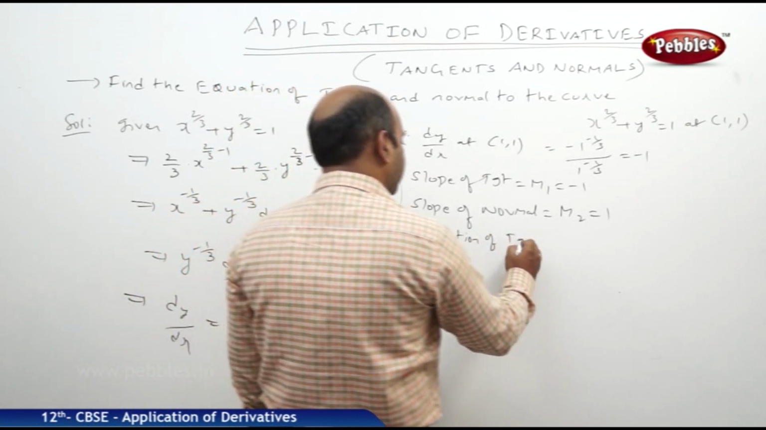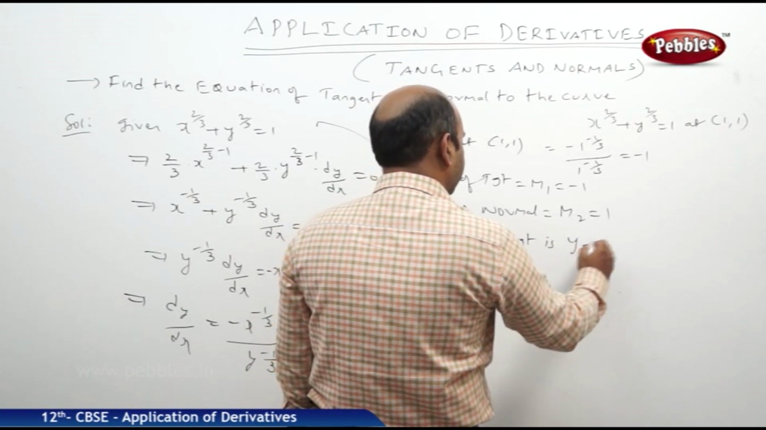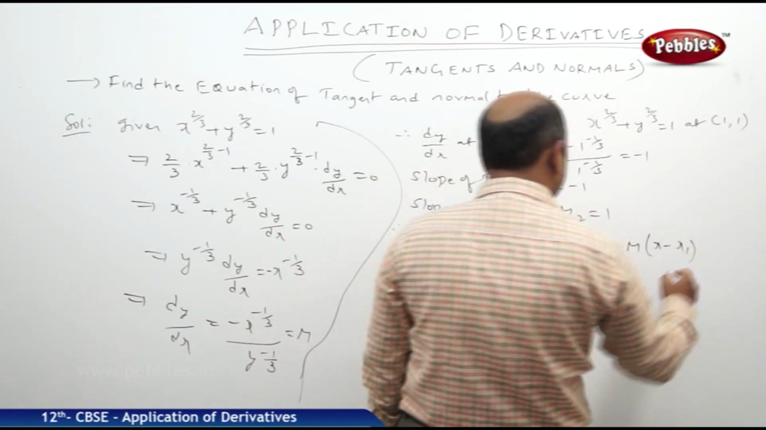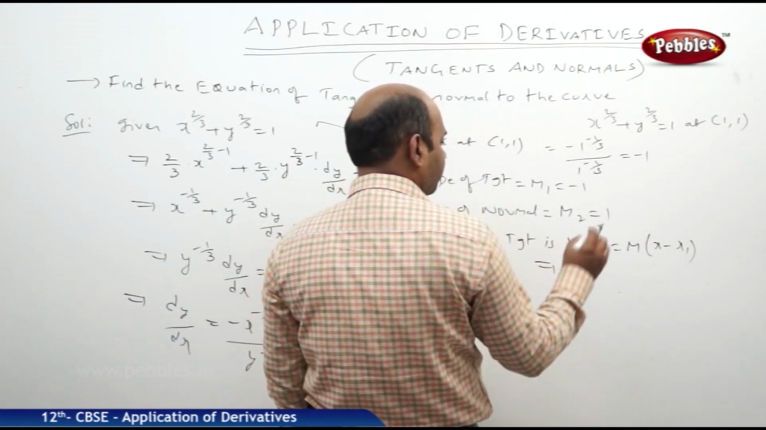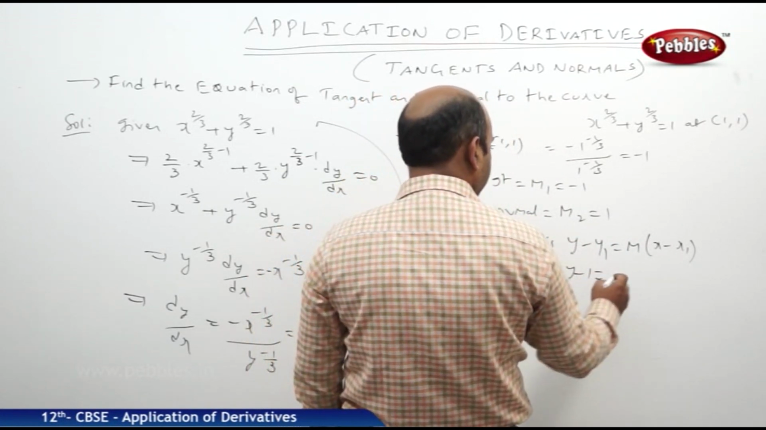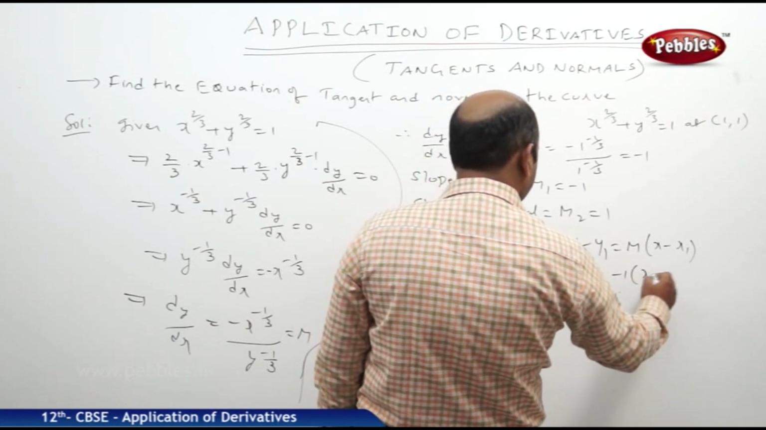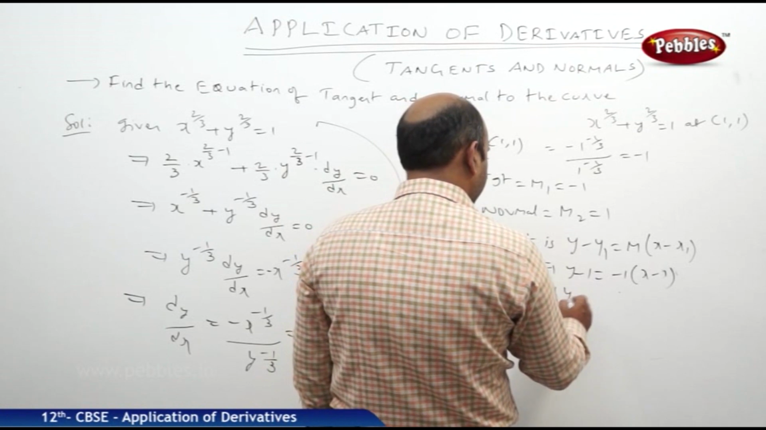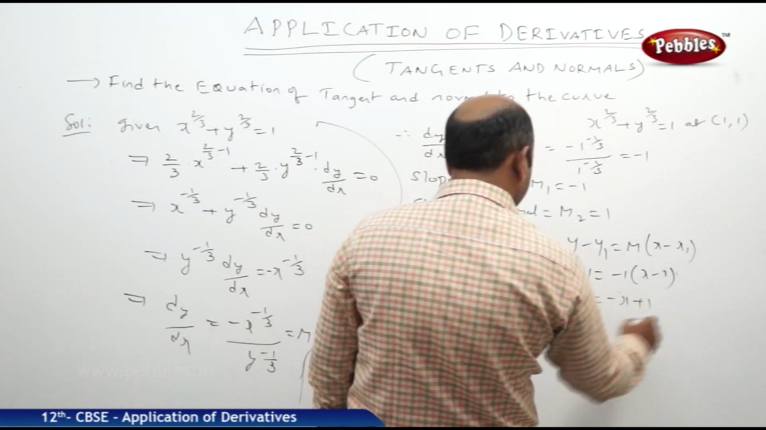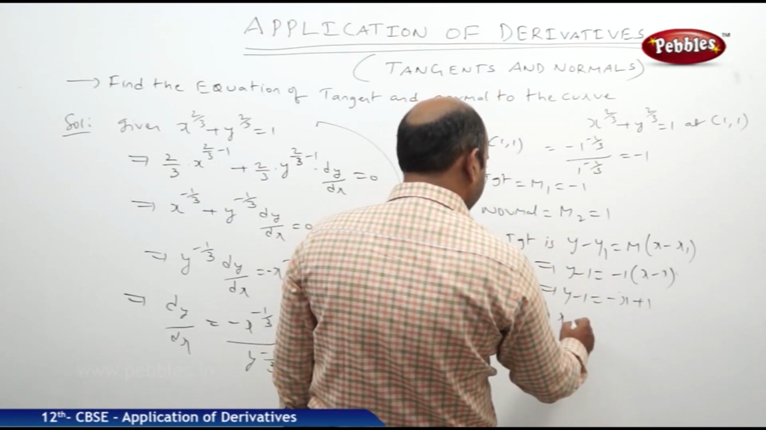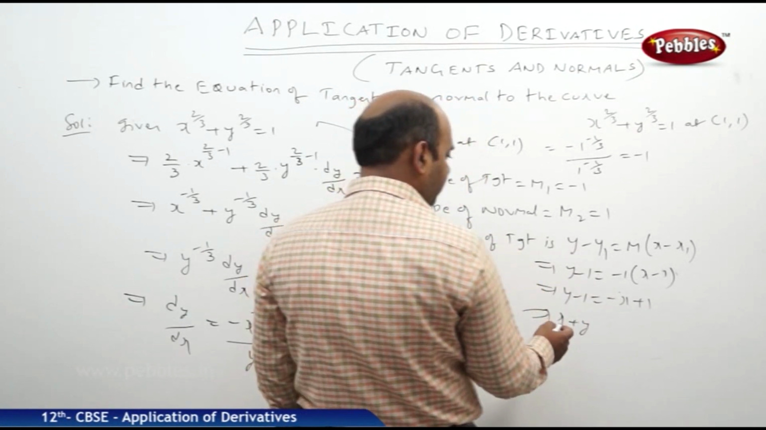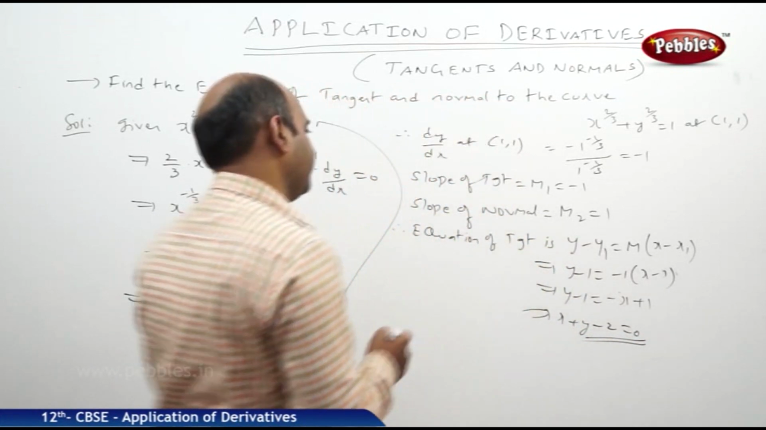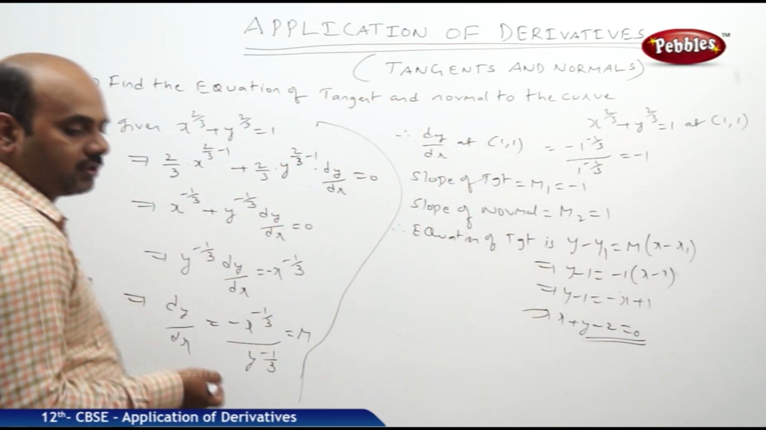Therefore now I will be finding out the equation of tangent. The equation of tangent is y minus y1 is equal to m into x minus x1. So the point is 1 comma 1. So y minus 1 is equal to minus 1 into x minus 1. So finally, y minus 1 is equal to minus x plus 1. So x plus y minus 2 equal to 0. Now I need to find the equation of normal.